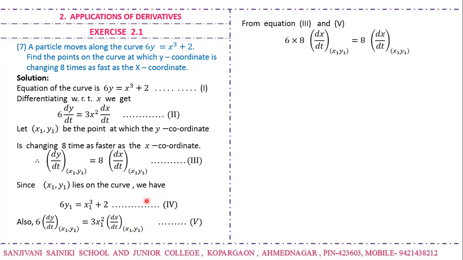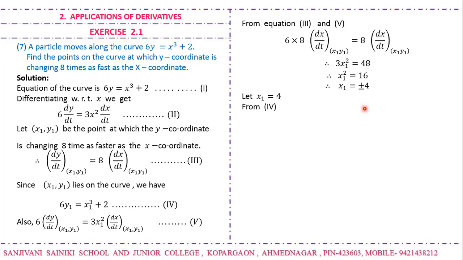Now from equation 3 and equation 5, this is the third equation and this is the fifth equation, what you get: 6 times 8 into dx by dt at (x1, y1) is equal to 3x1 square dx by dt at (x1, y1). So after putting those values, you get 3x1 square is equal to 48. So x1 square is equal to 16.